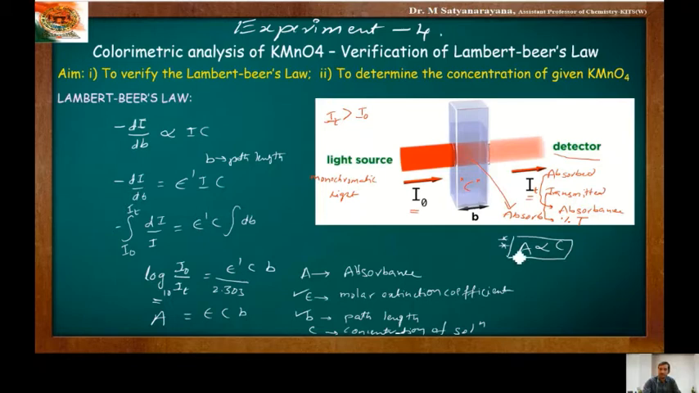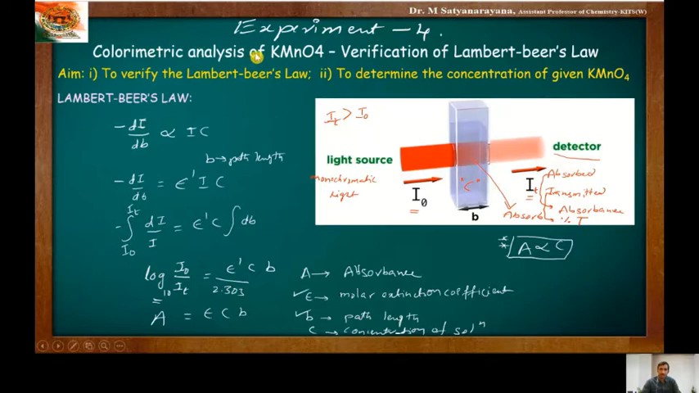So now we will do the experiment to prove that absorbance is proportional to concentration. One more aim of the experiment is to determine the concentration of given KMnO4. I will also tell you how we can determine the concentration of given KMnO4. Before that, I will tell you how we can determine this absorbance. The absorbance of the solution we can determine using a colorimetric analysis method.